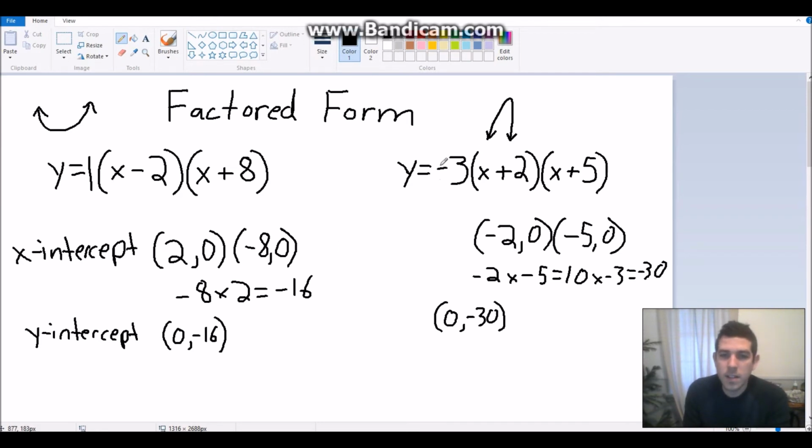So we get to see the direction, how narrow or wide the parabola is, and we easily find the x-intercepts and y-intercepts from factored form, and this is all without a calculator. So think about this the next time you're seeing a factored form equation, and hopefully it'll help you out.